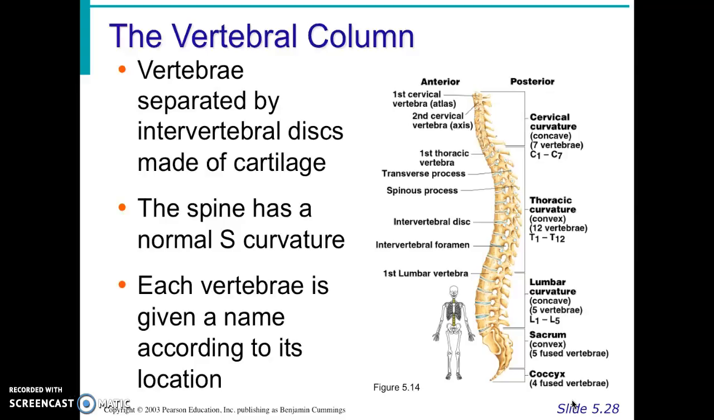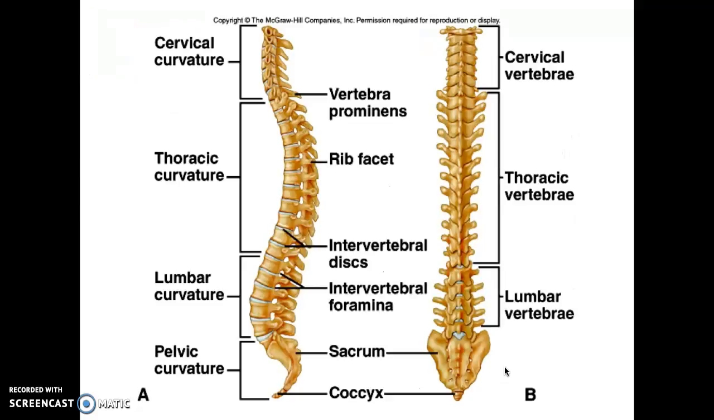The vertebrae are separated by intervertebral discs made of cartilage. The spine has a normal S curvature, and each vertebra is given a name according to its location. There are 7 cervical vertebrae, 12 thoracic vertebrae, and 5 lumbar vertebrae. And then at the end of the vertebral column, there's the sacrum and then the coccyx. And here is a labeled version of the diagram.